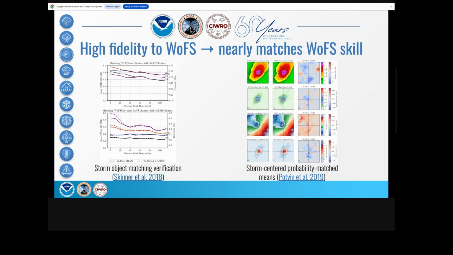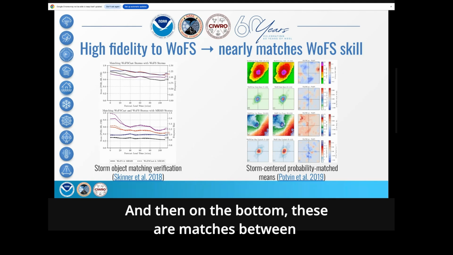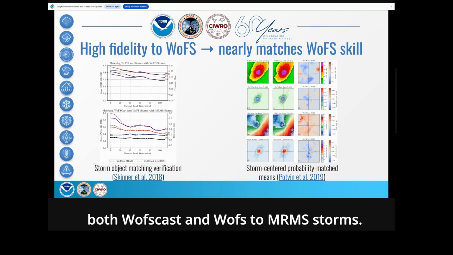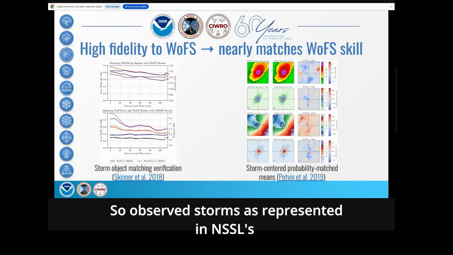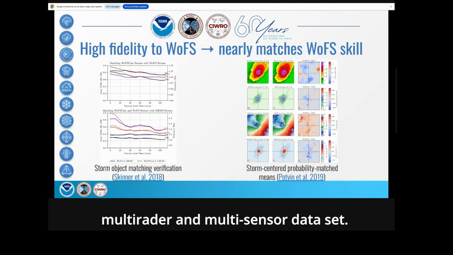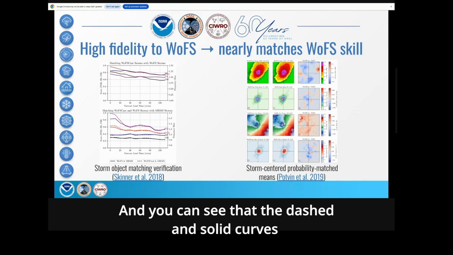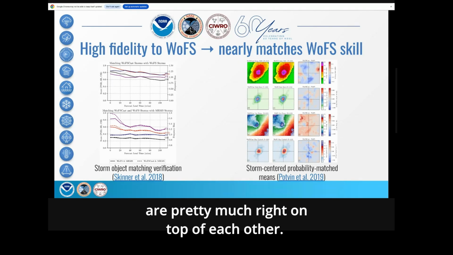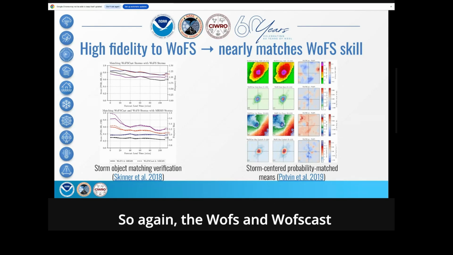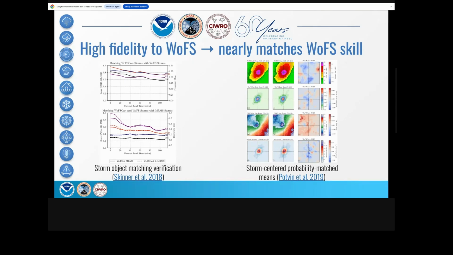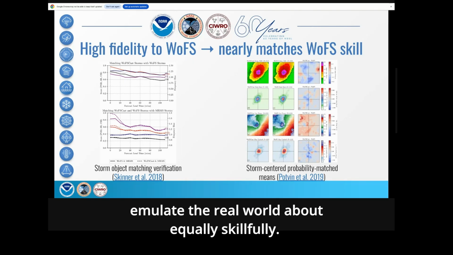And then on the bottom, these are matches between both WoFSCast and WoFS to MRMS storms, so observed storms as represented in NSSL's multi-radar multi-sensor data set. And you can see that the dashed and solid curves are pretty much right on top of each other. So again, the WoFS and WoFSCast emulate the real world about equally skillfully.